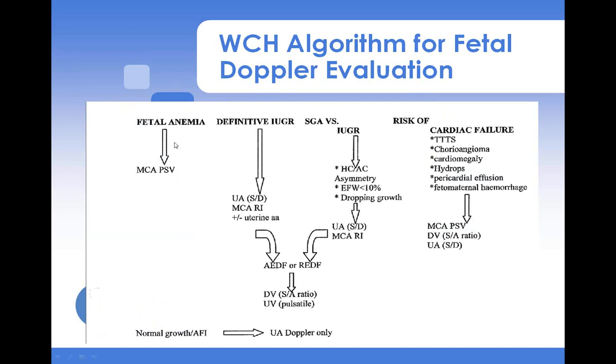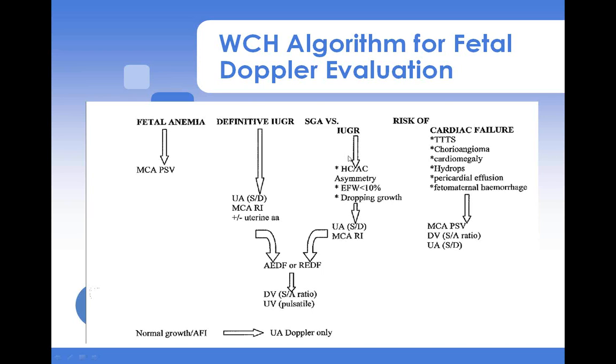Depending on what we're trying to investigate, this is the Doppler we perform. For fetal anemia, we will do an MCA peak systolic velocity. For investigation of a definitive IUGR, when there's a clear drop-off in growth, we do an umbilical artery S/D ratio and MCA resistance index, plus or minus uterine arteries. And we would move on depending on how these Dopplers pan out. If the umbilical Doppler had absent or reversed flow, we would move on to ductus venosus and umbilical vein.